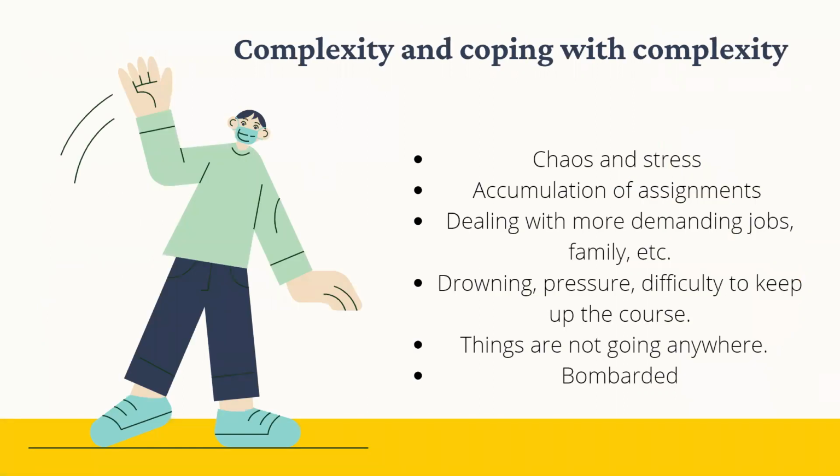So then complexity and coping with complexity. Students explained that due to the situation, they feel stress and they think that everything is chaos, as I said before. They also expressed that they felt that things are not going anywhere. I think this is something that we can relate to. And they had a lot of work to submit, and they had some difficulties because they are not only dealing with the university part, or with this teaching part, but they are also dealing with jobs, more demanding jobs, and family. Some of them are married, some of them have kids. They feel that they are drowning, they feel pressure, and some of them actually thought about quitting the studies they're learning.